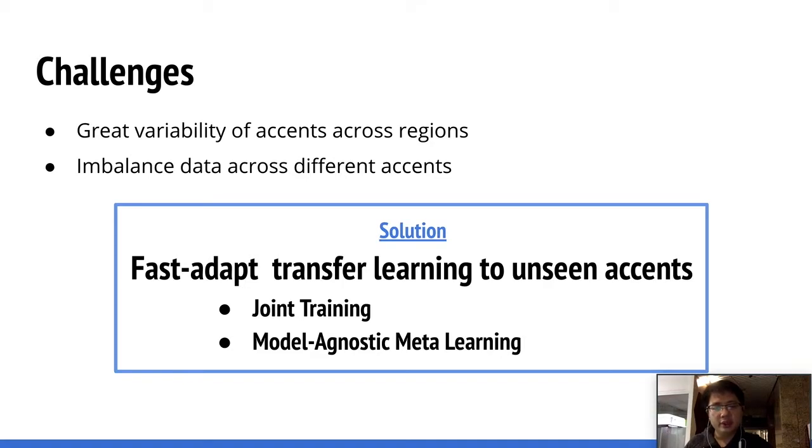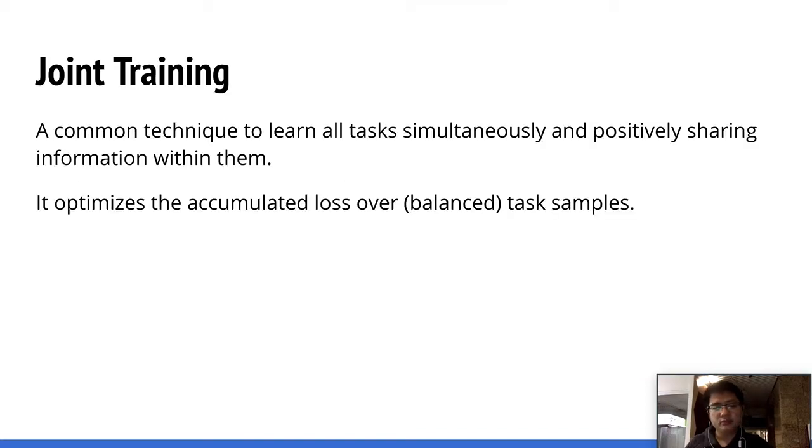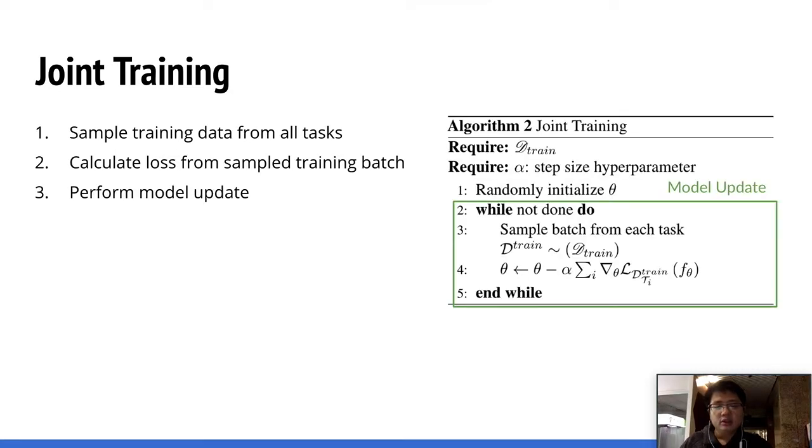In this work, we experiment with two different approaches, which are joint training and MAML. So, what is joint training and MAML? First, let's go to joint training. Joint training is a common technique to learn all tasks simultaneously and share information between each task. Joint training optimizes the accumulated loss over task samples. It could be either balanced or from a given prior distribution. Joint training is very straightforward.